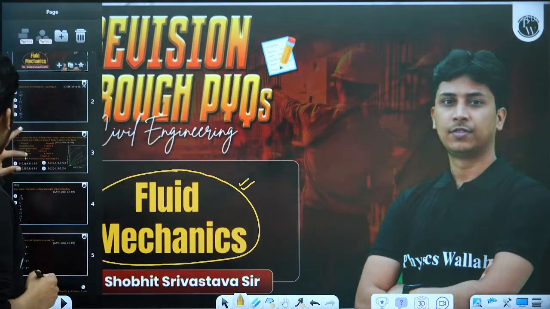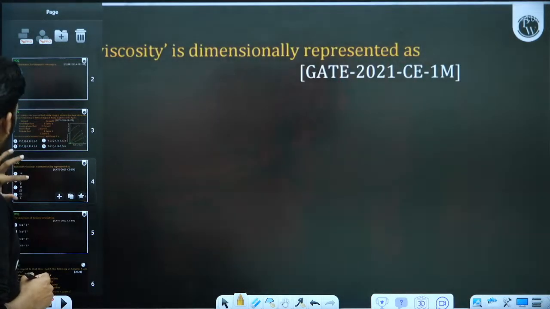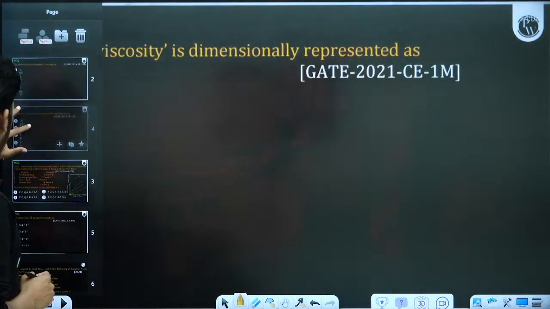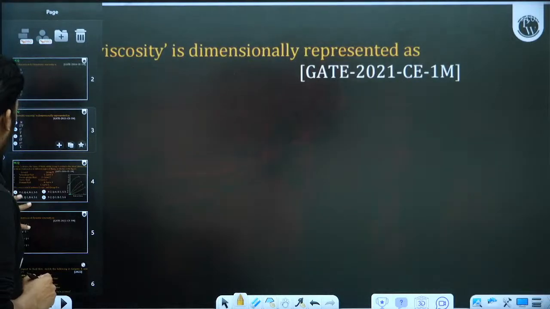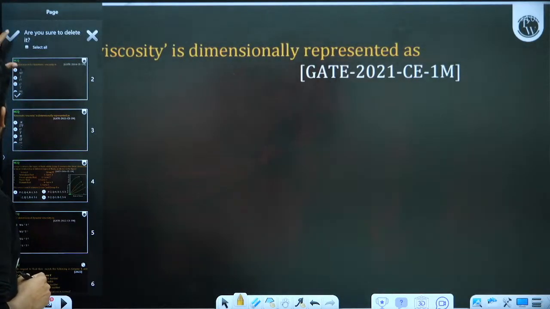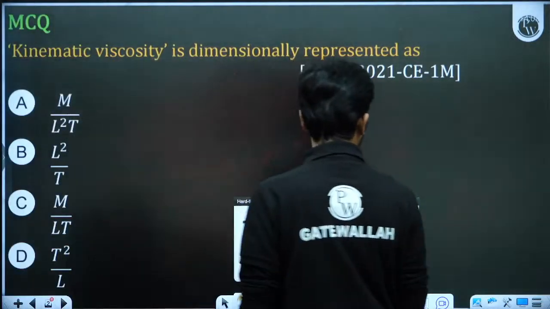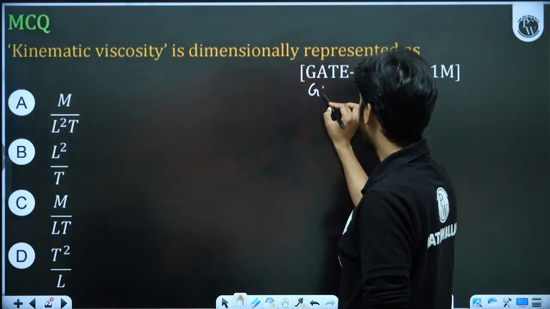So now we are starting with a very important thing, which is regarding the dimensions of the kinematic viscosity and the dynamic viscosity. This type of question is generally asked. This type of question was asked in GATE 2014 also. They asked the same question.